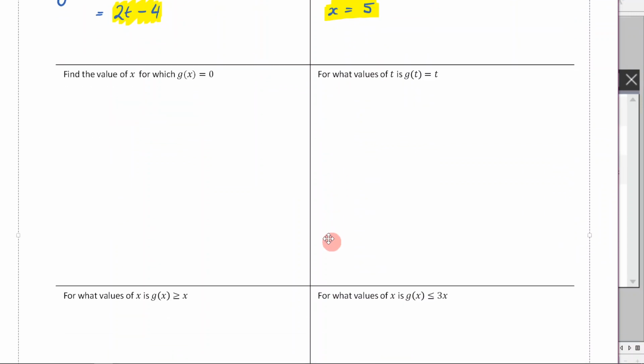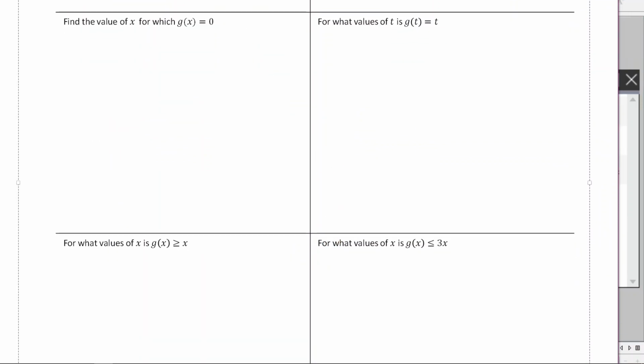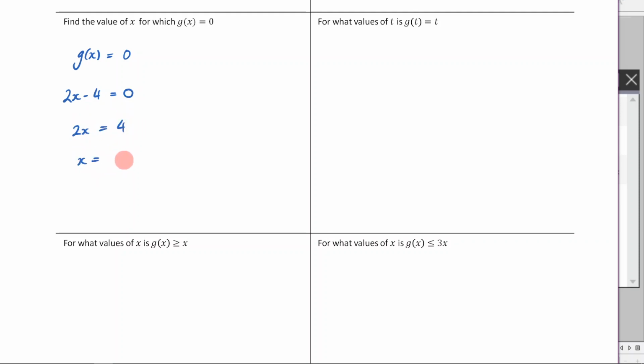This one is very similar, so you might like to pause the video and see if you can do it for yourself. So I've got g of x is equal to 0 this time. Remember, we know that g of x is 2x minus 4, so that's equal to 0. And now I'm solving for x, so I'm going to add 4 to both sides and then divide by 2 to get x is equal to 2 as my answer.